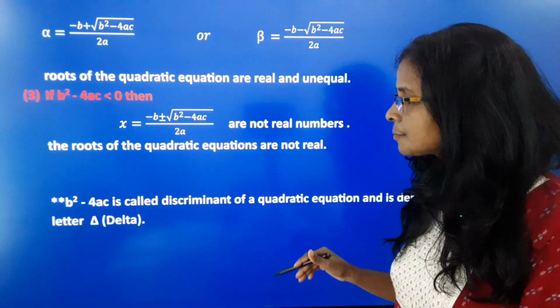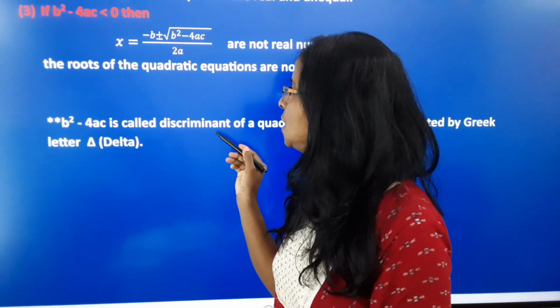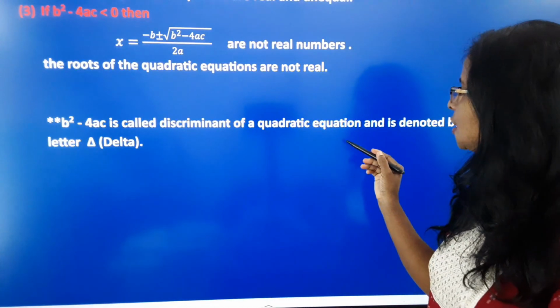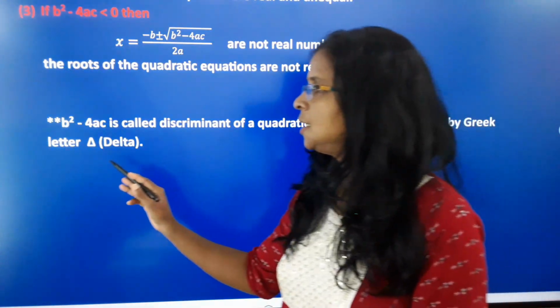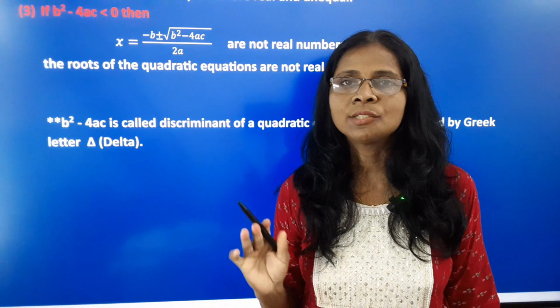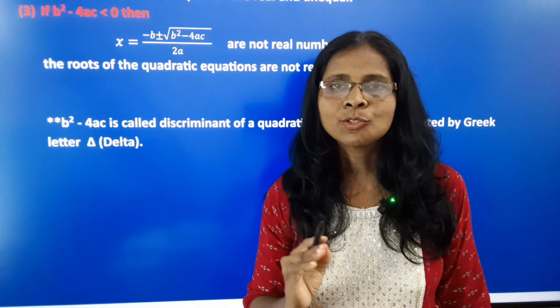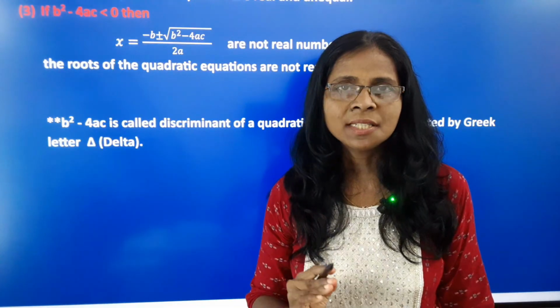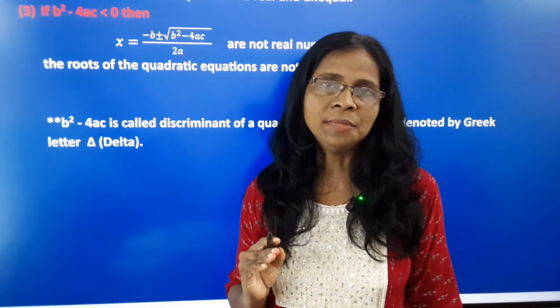Now b square minus 4ac is called the discriminant of a quadratic equation and is denoted by the Greek letter delta. If you find the value of b square minus 4ac, it is represented by delta, and it is called the discriminant.